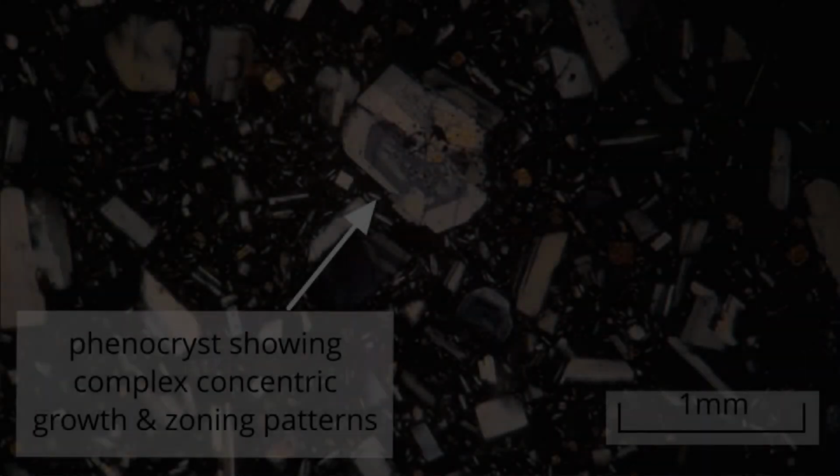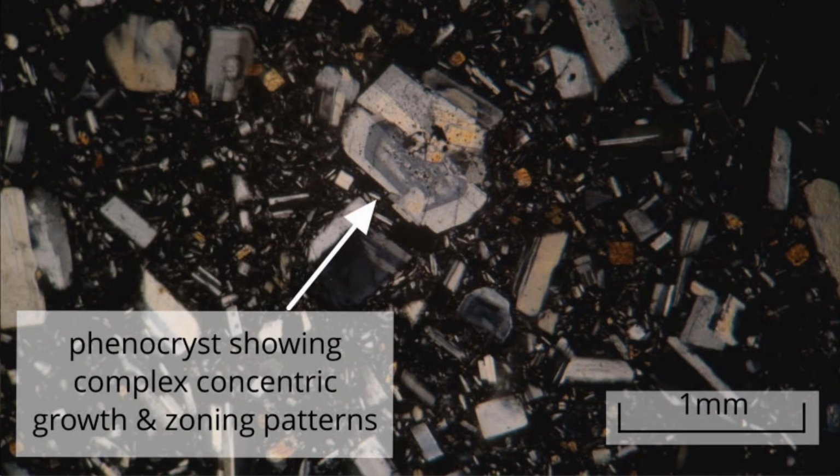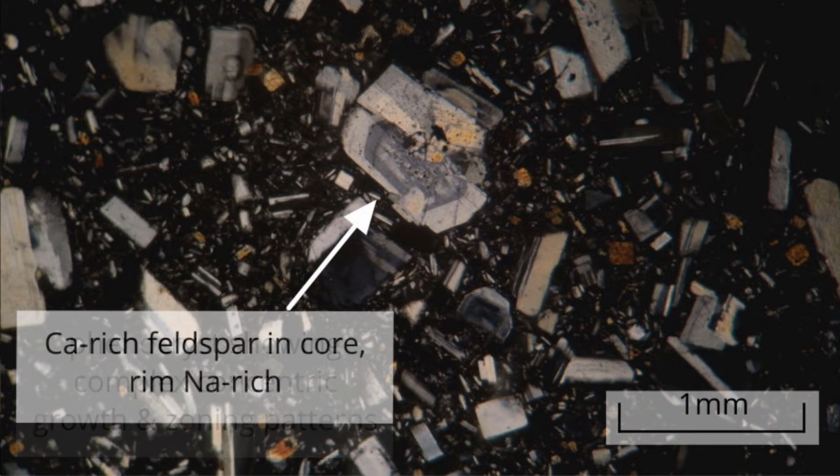The more abundant phenocrysts, which are the feldspars with no spongy-looking cores, show more complex concentric growth and zoning patterns. These reflect complex cooling conditions in the magma and changes in the physical and chemical conditions in the magma chamber in which they grew. In these zoned crystals, the cores and rims of the crystals contain different amounts of calcium and sodium.